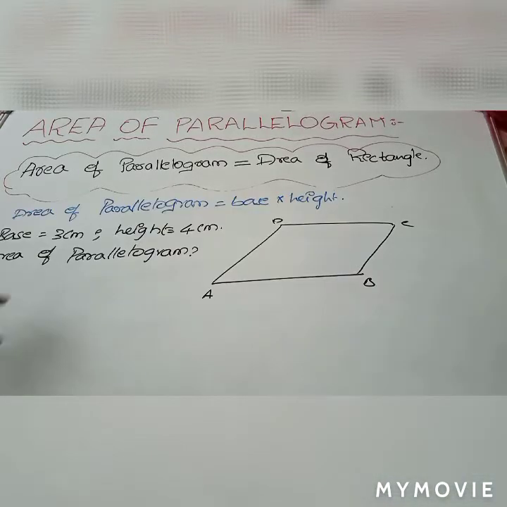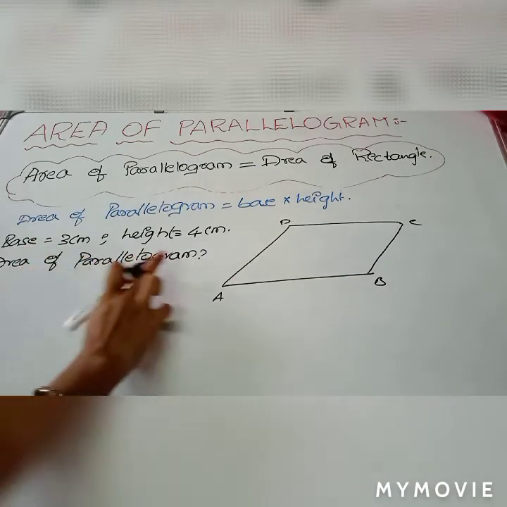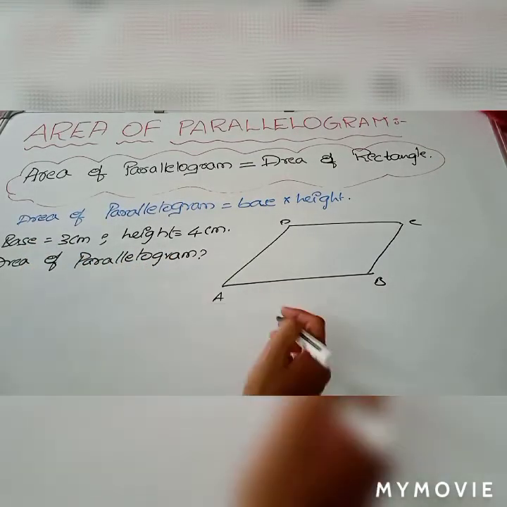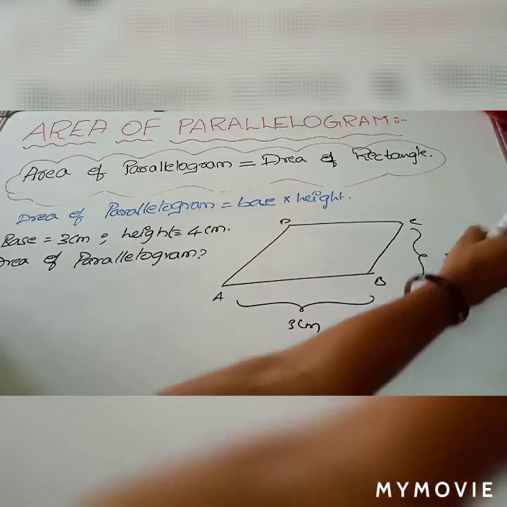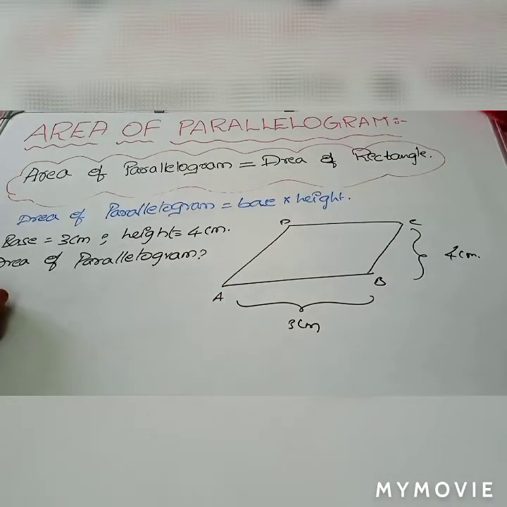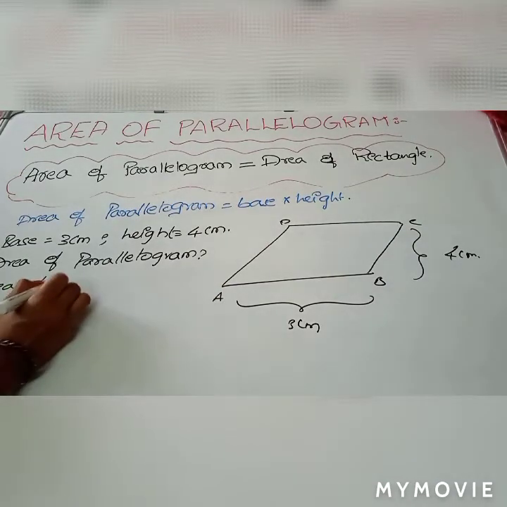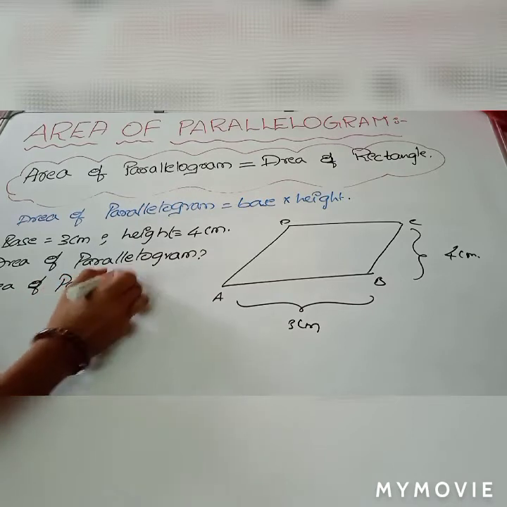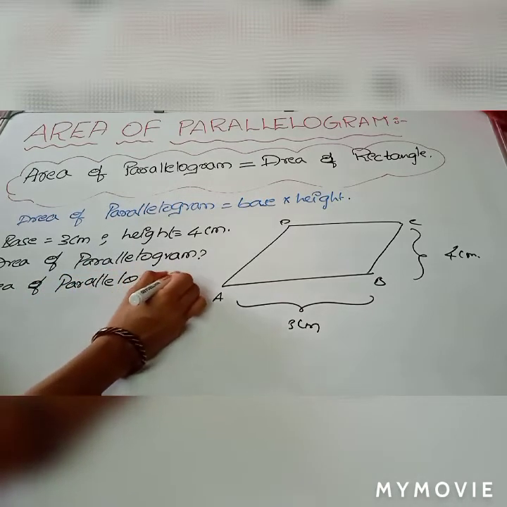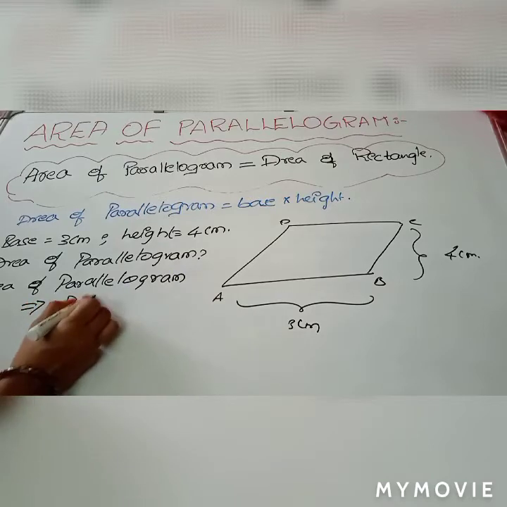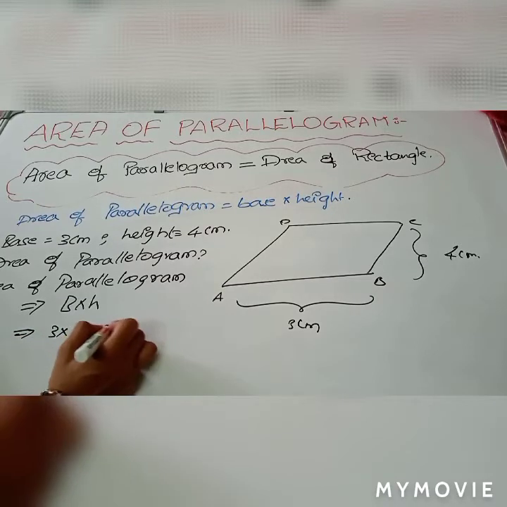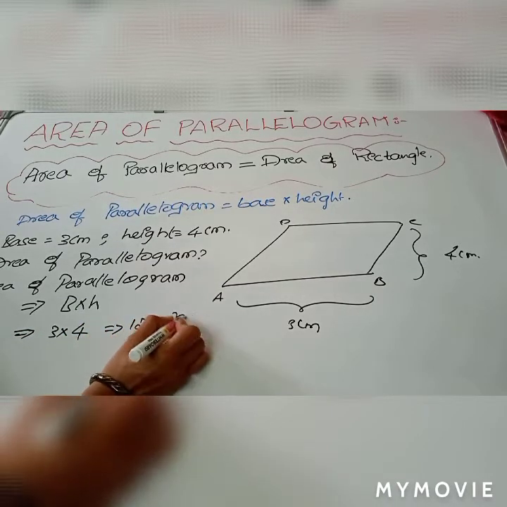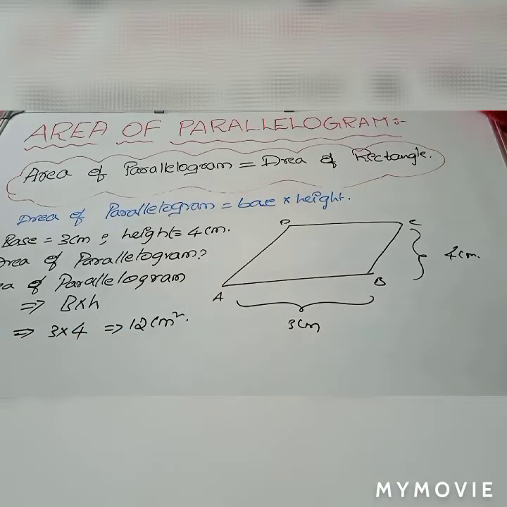Okay. The problem on area of a parallelogram. Given that base is 3 centimeters, height is 4 centimeters, we need to find the area of the parallelogram. So what is the formula for the area of a parallelogram? The formula is base into height, that is b into h. The given base is 3 and the height is 4. 3 into 4 is 12 square centimeters. So the area of the parallelogram is 12 square centimeters.